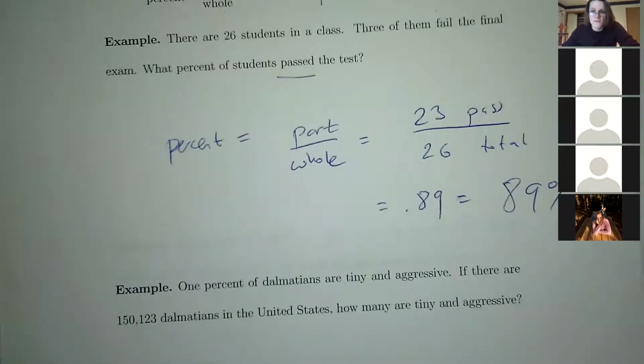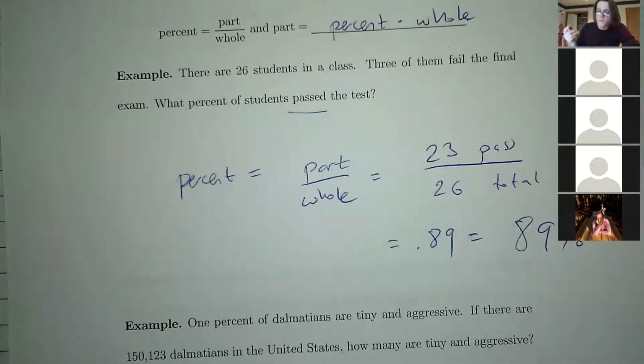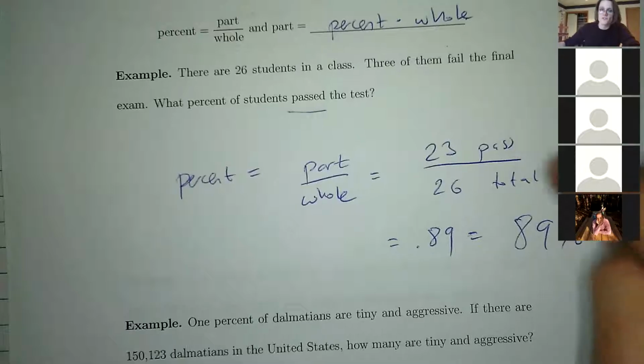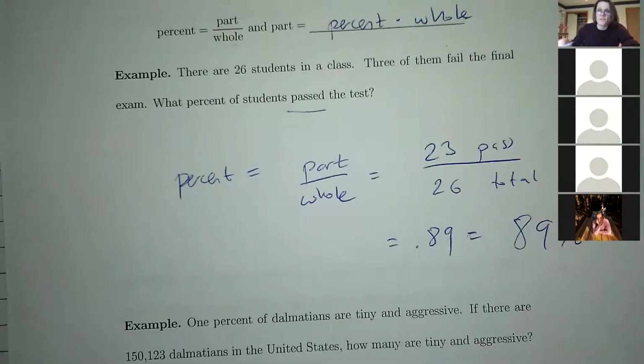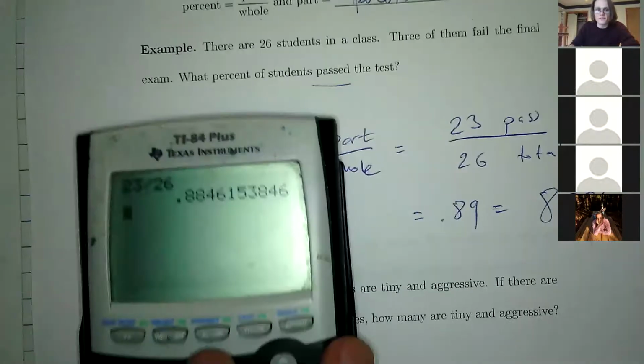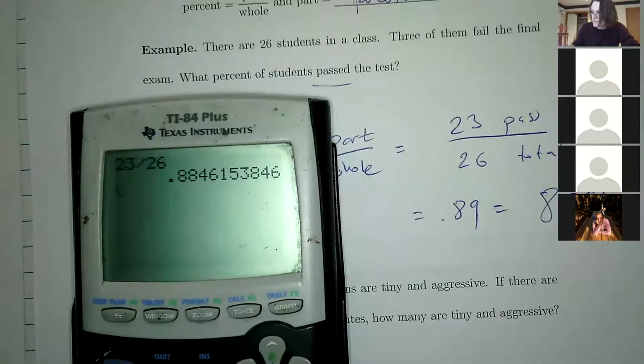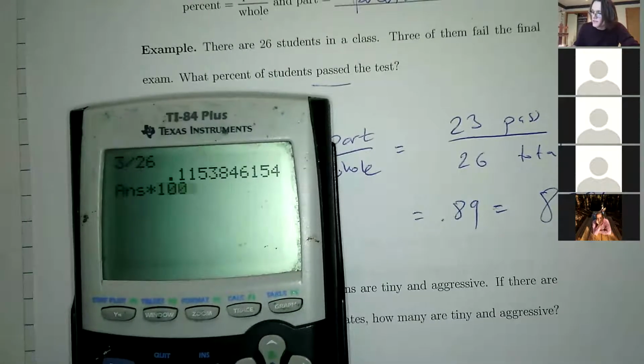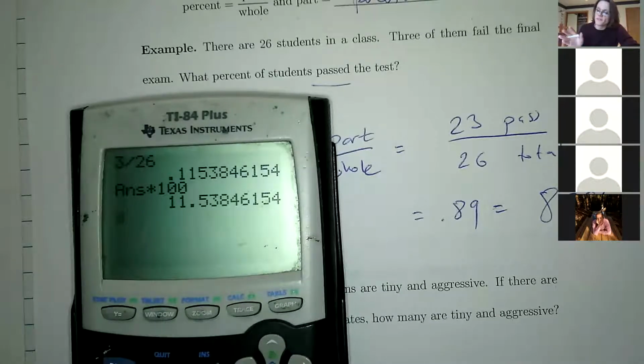And you can also find how many failed, right? If you wanted to find what percent failed, you would just do 3 over 26. That would give you a decimal, which to get as a percent, you would multiply by 100. So in that case, just to see what it looks like, you can do 3 divided by 26 times 100, and you get just over 11, right? I rounded this one, so it's tricky to say.